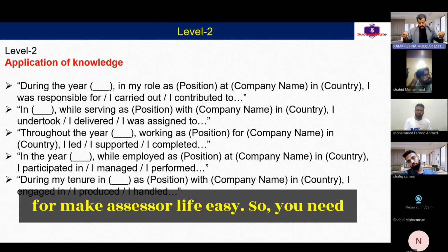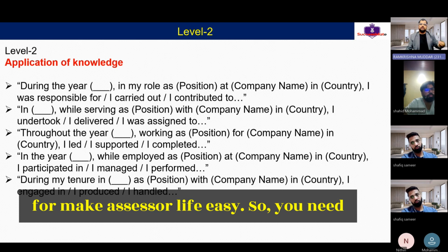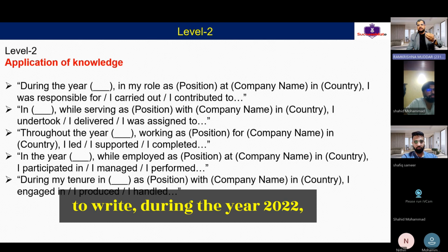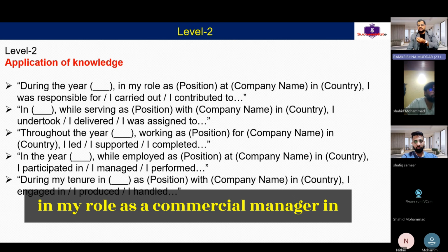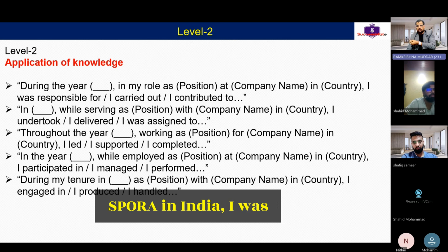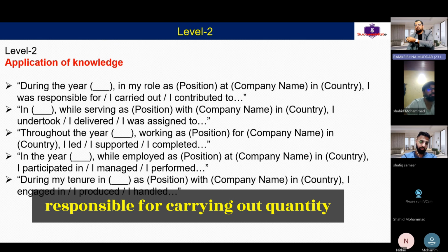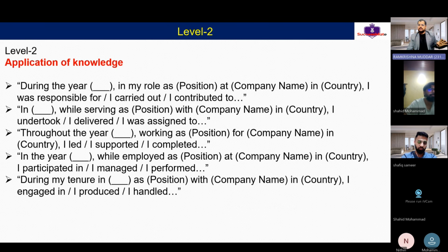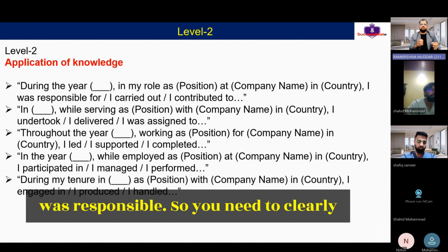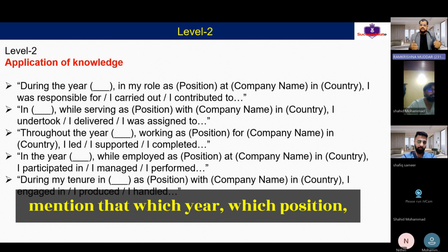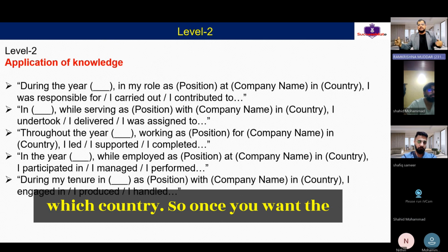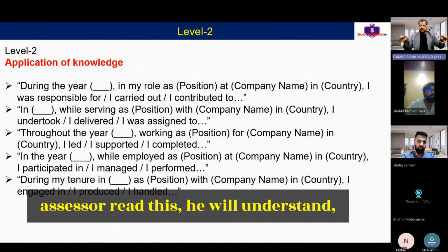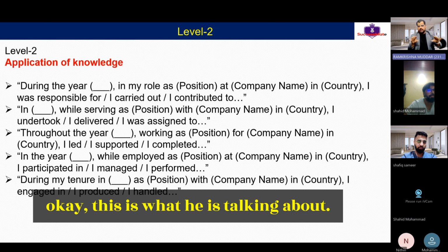So to make the assessor's life easy, you need to write, during the year 2022, in my role as a commercial manager in Espora in India, I was responsible for carrying out quantity takeoff for bill of quantities. Clear? Such type of things you need to write, I was responsible. So you need to clearly mention which year, which position, which country. Once the assessor reads this, he will understand what you are talking about.